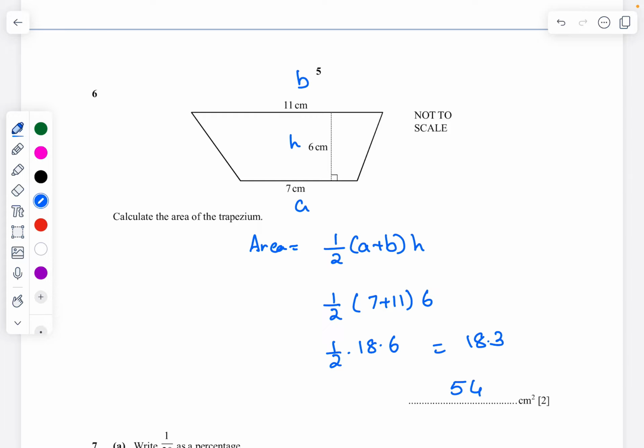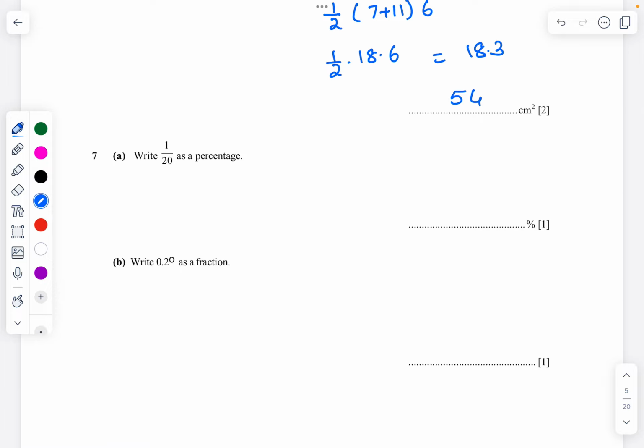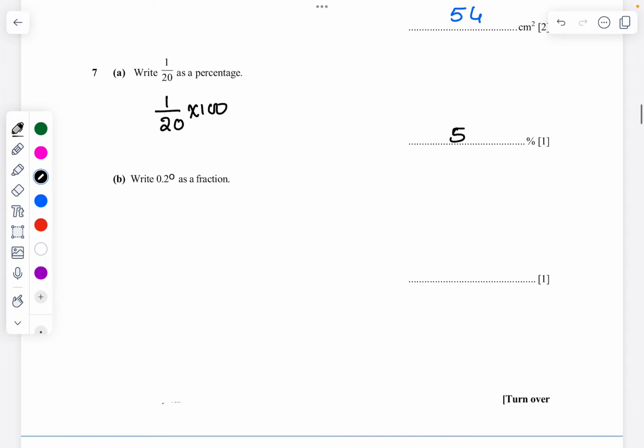Next, question number 7. Write 1 by 20 as a percentage. 1 by 20 times 100. So what is it going to be? 5. 5% is the answer.